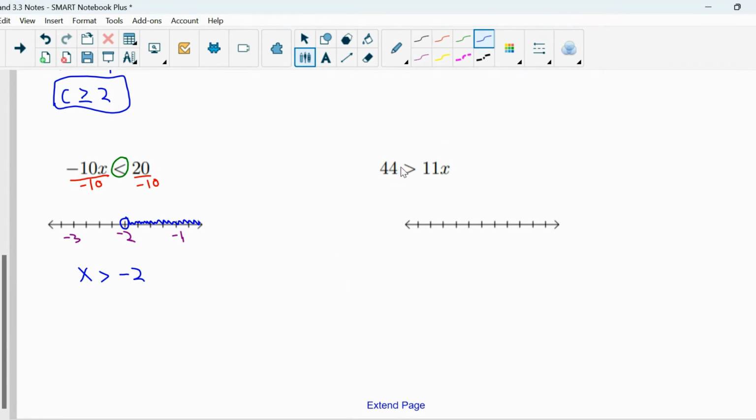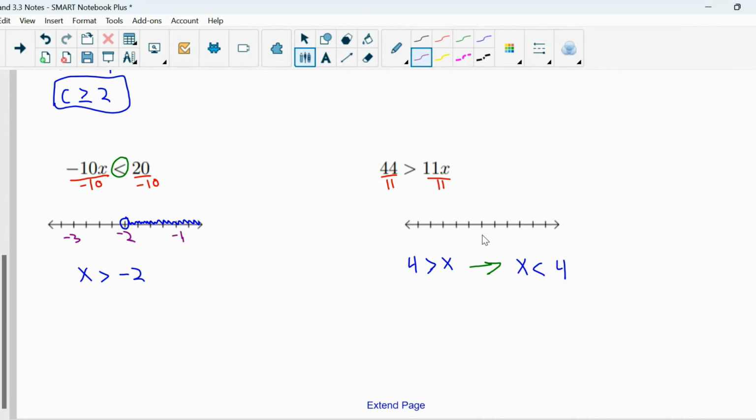Finally, we have 44 is greater than 11x. 11 and x are multiplying, so let's go ahead and undo the operation by dividing. In this case, 11 is positive, so we do not need to flip the sign. 44 divided by 11 gives us 4, which is greater than x. Okay, in order to graph more easily, let's rewrite this so that our variable is on the left side. This will give us x is less than, make sure your inequality is facing the correct direction, 4.